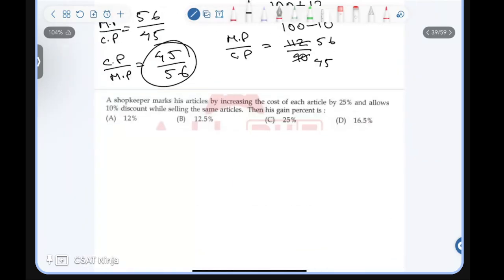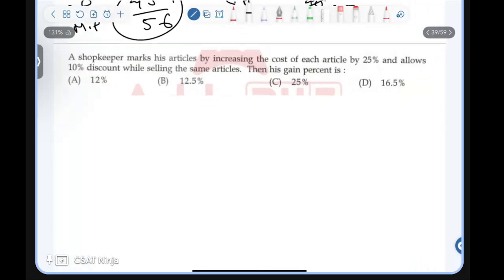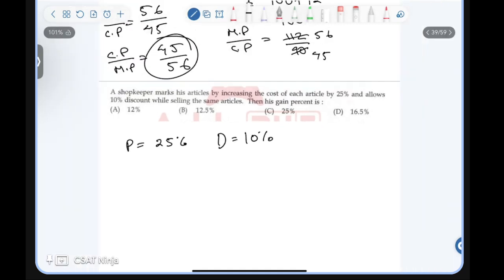There was also another question here. A shopkeeper marks his article by increasing the cost of each article by 25%. Increasing the cost, that means profit, which is 25% there, and allows a discount of 10%. That means there's a discount of 10% while selling the same item. So you also find what? Let me read the question again.